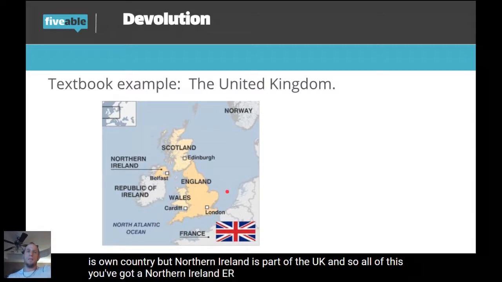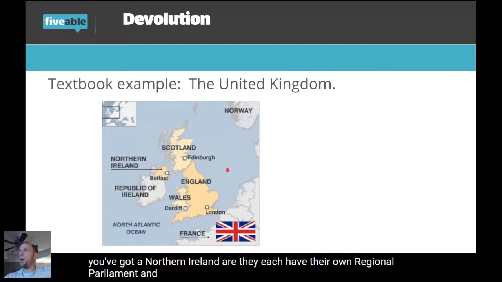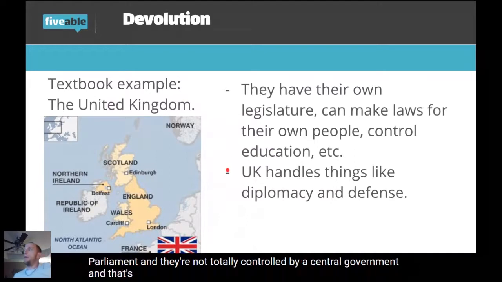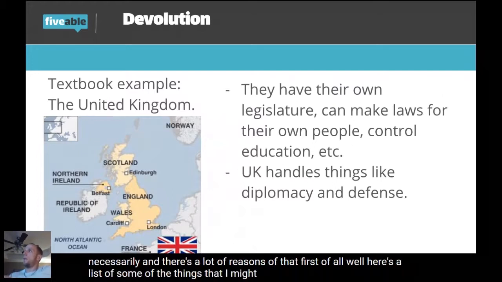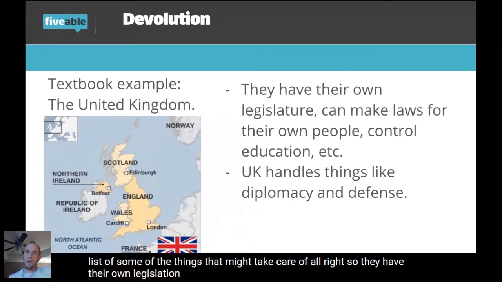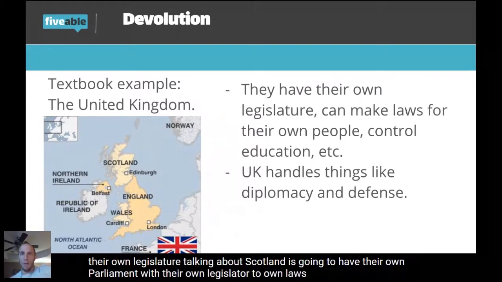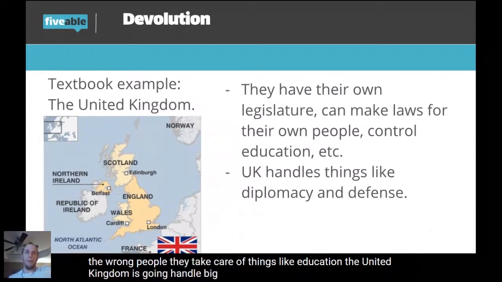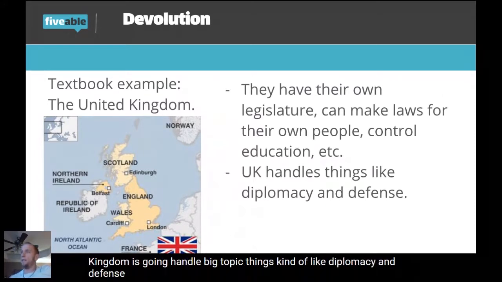They each have their own regional parliament, and they're not totally controlled by a central government necessarily. And there's a lot of reasons for that. Well, here's a list of some of the things that they might take care of. All right, so they have their own legislature. Scotland is going to have their own parliament with their own legislature, their own laws that can be made by their own people. They take care of things like education. The United Kingdom is going to handle big topic things, like diplomacy and defense, for example.